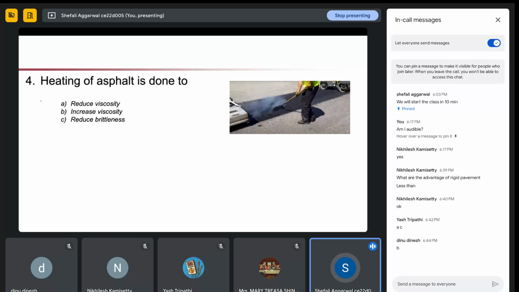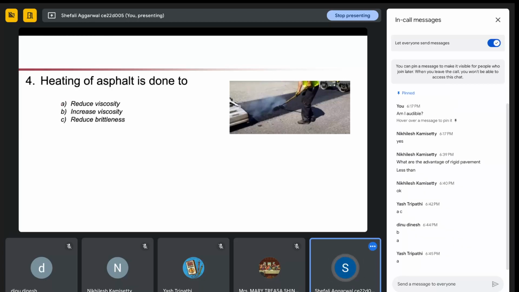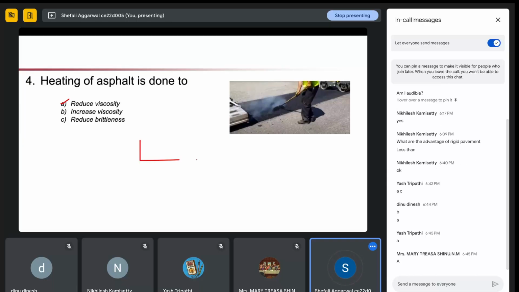So if we are increasing temperature, what is the answer? A, correct answer. If you remember that graph, with increase in temperature our viscosity was decreasing. So everyone has given the correct answer, it will be A, reduce viscosity.